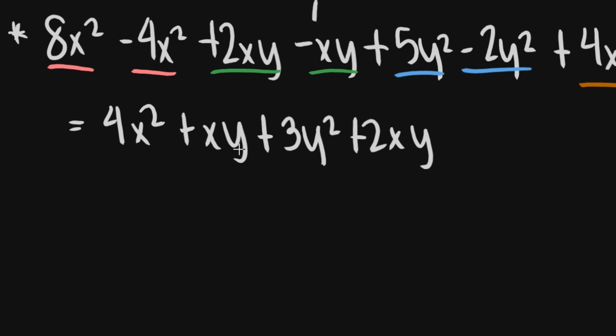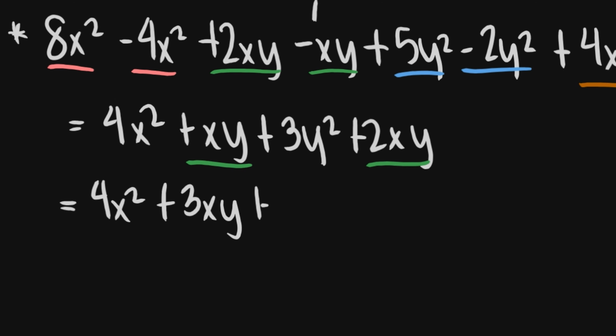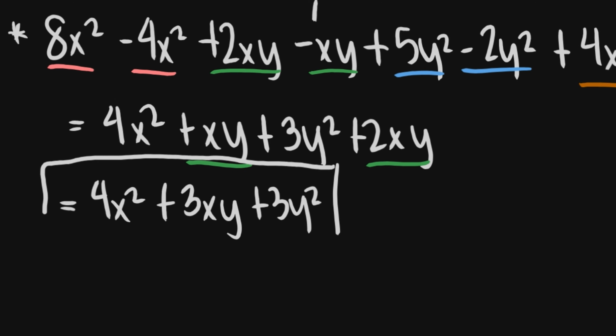So as you have observed in this form, you still have similar terms, which is this positive xy and this positive 2xy. So you need to combine them further to arrive at your final answer. So copy the 4x squared. Positive xy plus positive 2xy would result to positive 3xy. Then copy the 3y squared. And there you go. That would be your final answer.